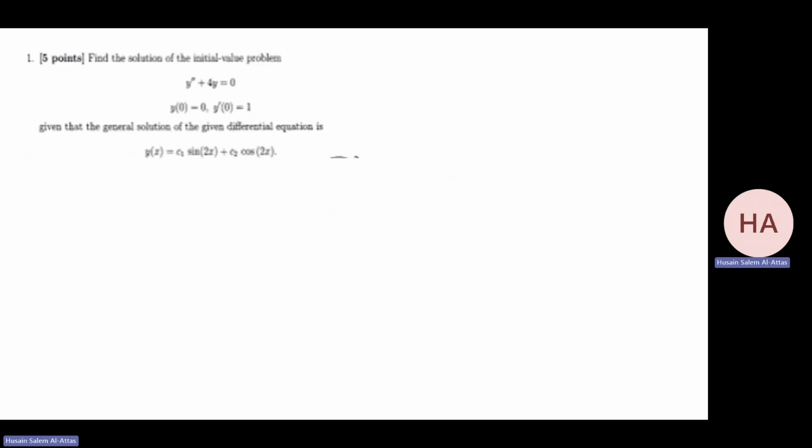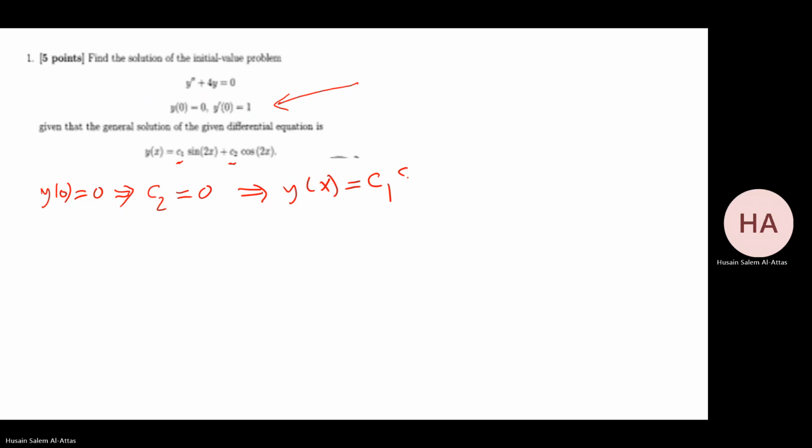Find the solution of this initial value problem, given this is the general solution. So I need to find C1 and C2. Since second order, I have two constants and I have two conditions. Okay, so we'll do it. Y at 0 equals 0. That implies what? I substitute instead of x 0. That will be sine 0, 0 times C1. So I have C2 equals 0. So my y is C1 sine 2x.